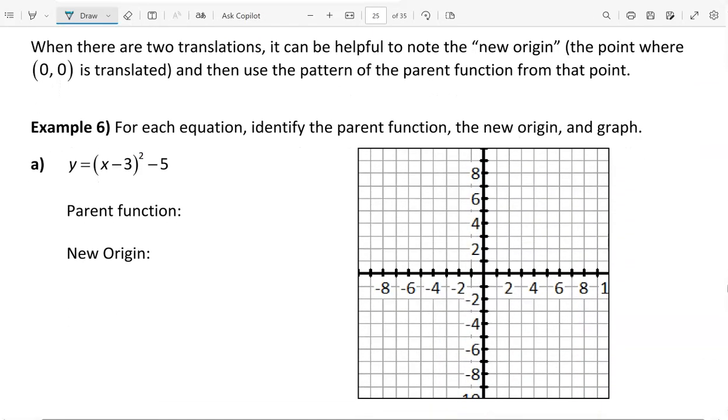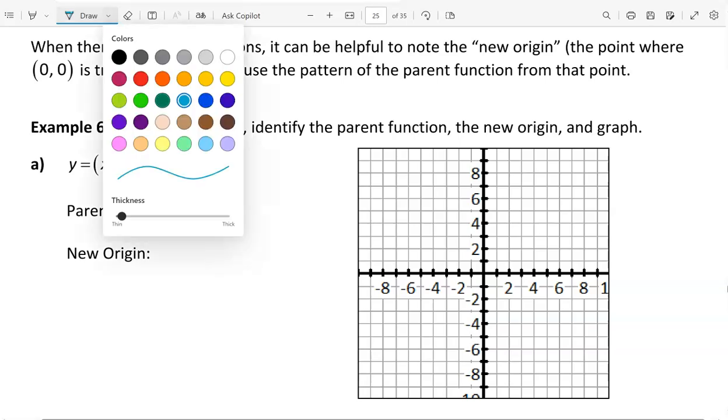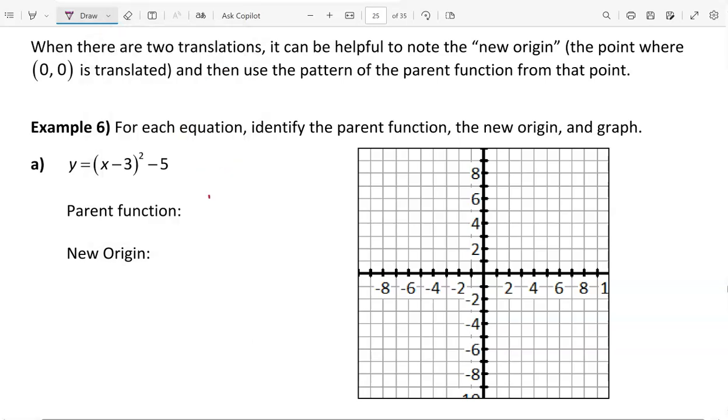When there are two translations, it can be helpful to note a new origin. That's the point where (0, 0) is translated, and then use the pattern of the parent function to graph from that point. So, for this parent function, we have an x minus 3, so that means that the graph is translated 3 to the right, and then squared, minus 5 is on the outside of the squaring, so the graph is translated down 5, and so that means that's where our new origin is.